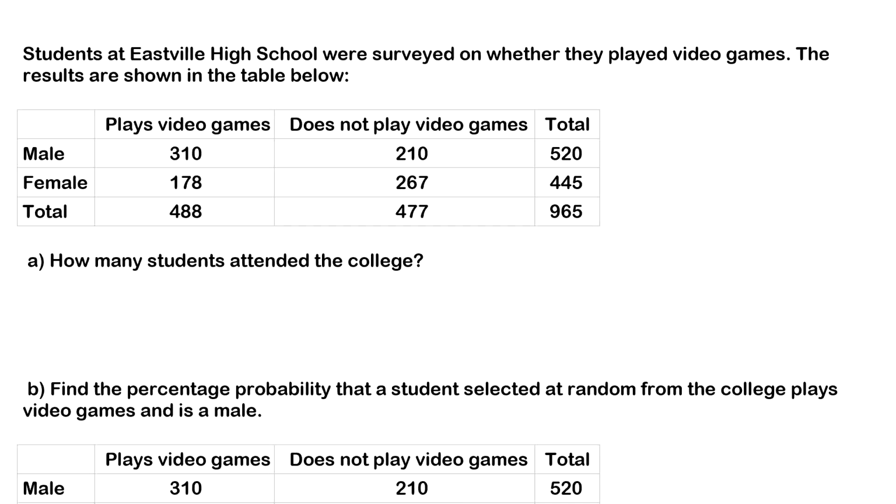A, how many students attended the college? If I didn't have my total columns there, I would just have to add up these four numbers here, and that will get you a total. But we do have a total included, so I know my answer is 965.